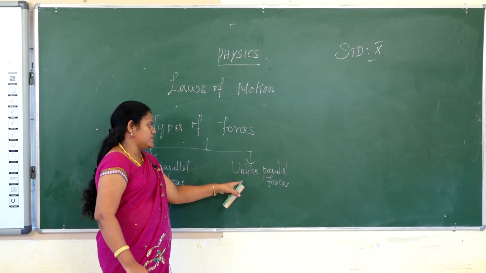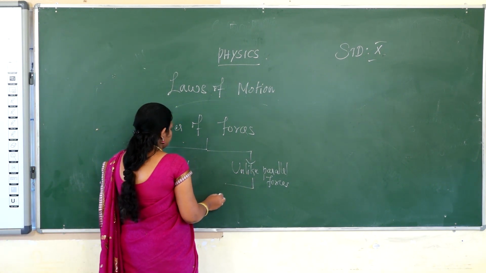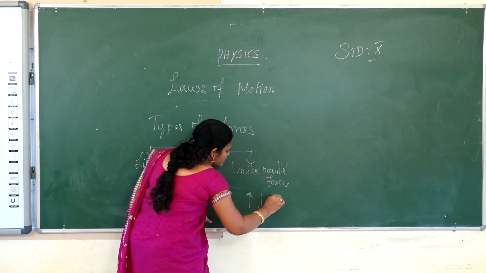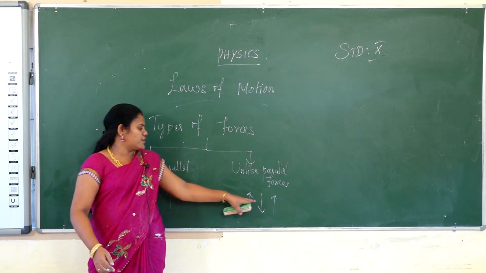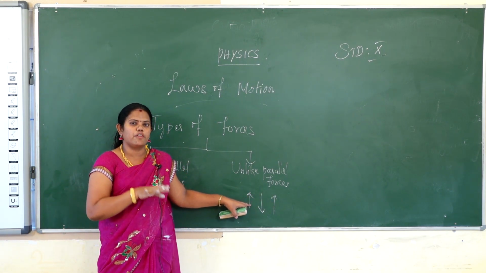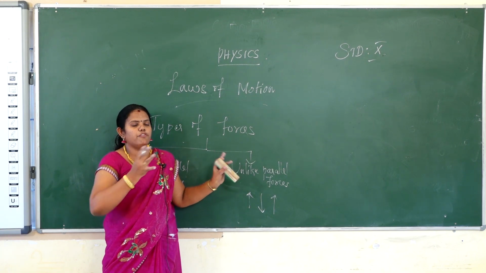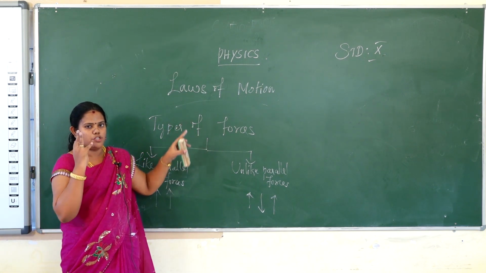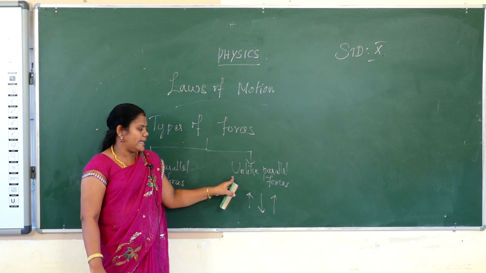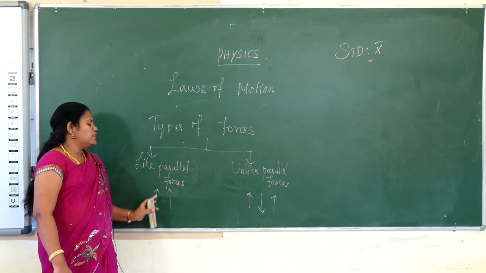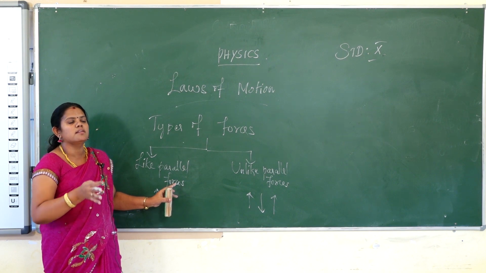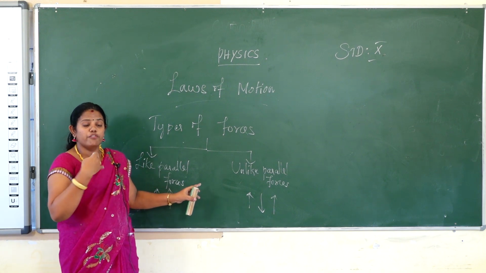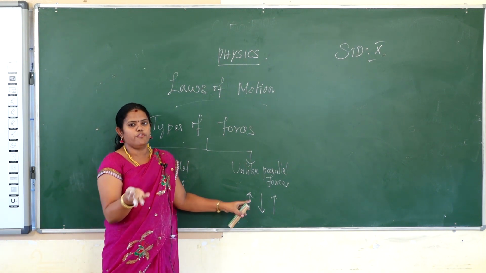Unlike parallel forces means you have to consider 2 or 3 forces but moving in opposite directions, having the same magnitude or different magnitude. That is called like parallel forces and unlike parallel forces. Types of forces are classified into 2, that is like parallel forces and unlike parallel forces. Like parallel forces means the forces will be moving in the same direction but having the same or different magnitude. Unlike parallel forces, the forces will be moving in different directions having the same or different magnitude.